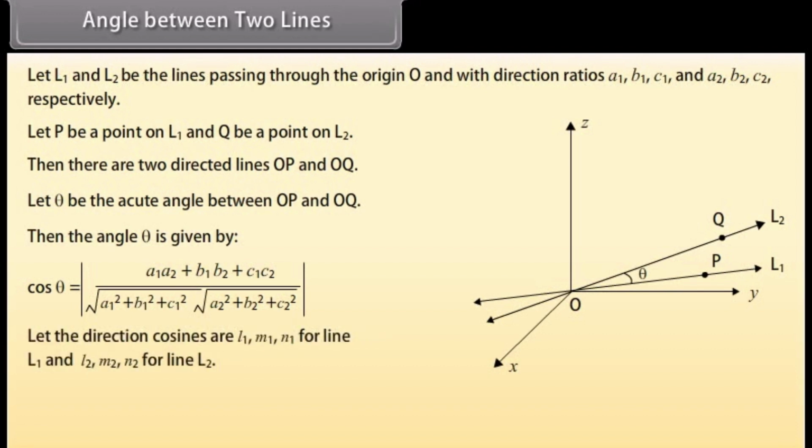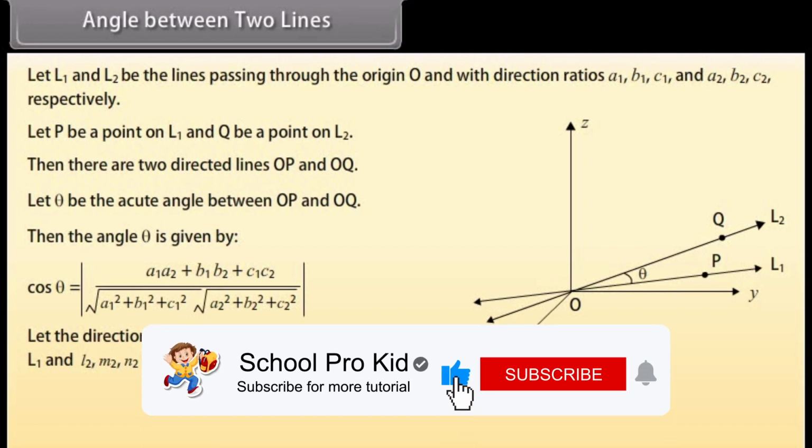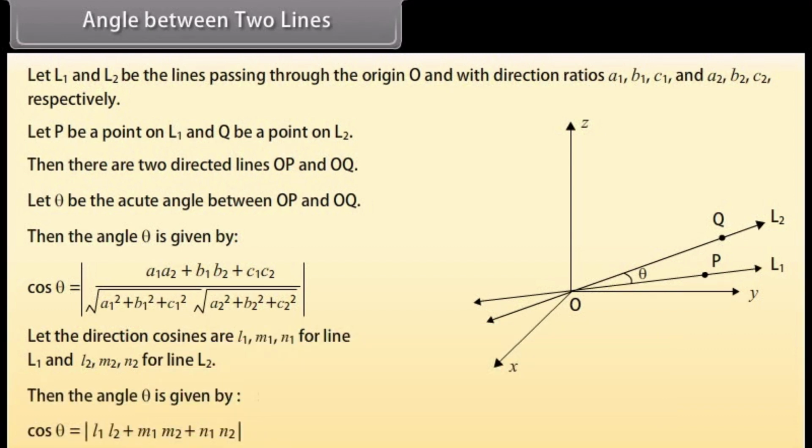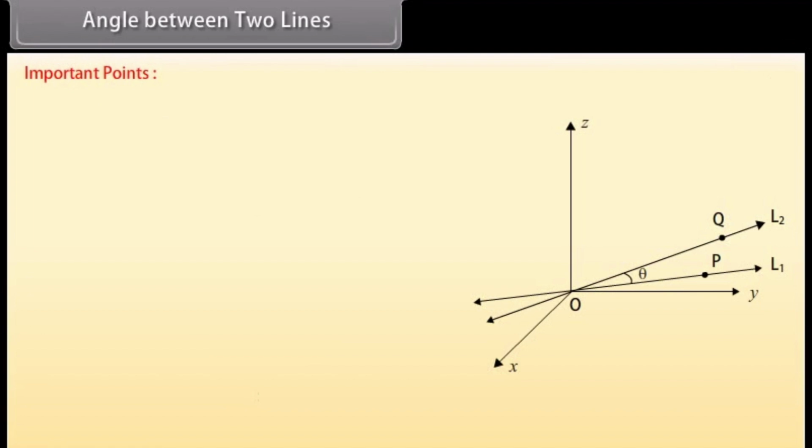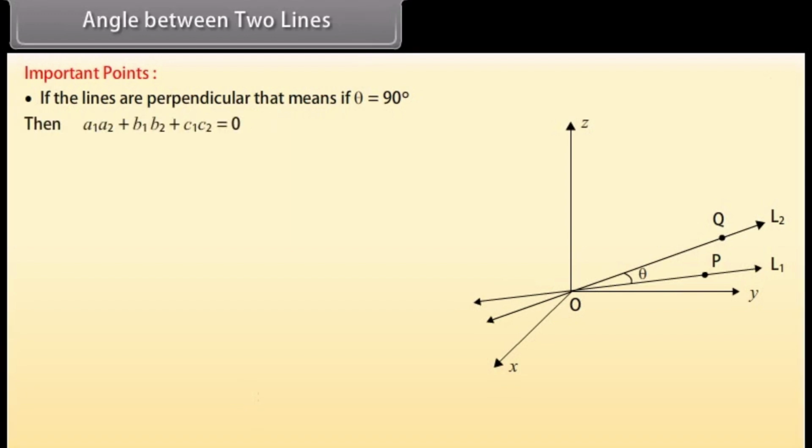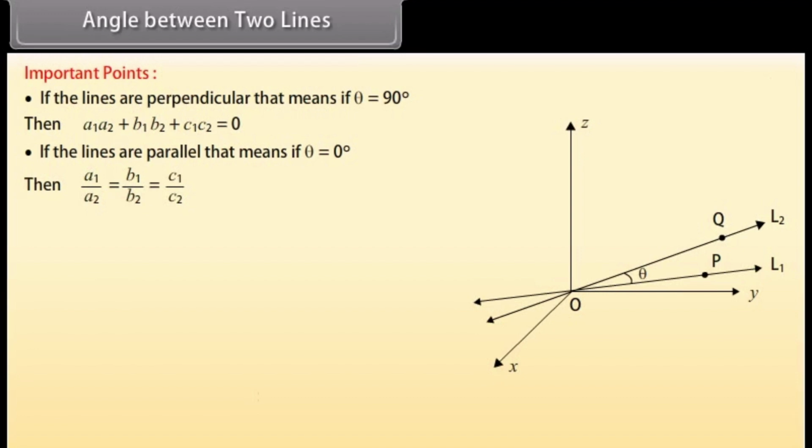Let the direction cosines be l1, m1, n1 for the line L1 and l2, m2, n2 for the line L2. Then cos theta equals modulus of (l1 l2 plus m1 m2 plus n1 n2). Important points. If the lines are perpendicular, that means theta is equal to 90 degrees, then A1 A2 plus B1 B2 plus C1 C2 equals 0. If the lines are parallel, that means theta is equal to 0 degrees, then A1 by A2 equals B1 by B2 equals C1 by C2.